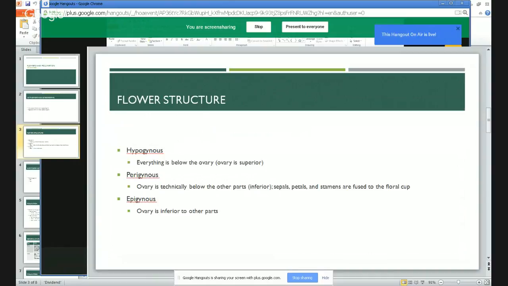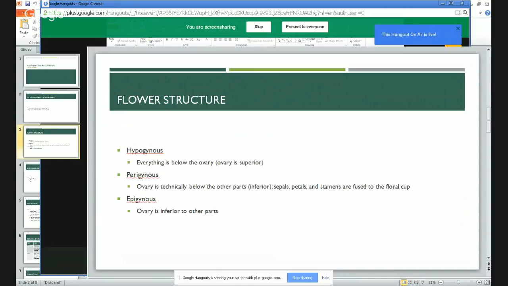So perigynous, this occurs in flowers where the ovary is technically below the other parts, so it's technically inferior, but it's got a structure called the floral cup that it uses. The ovary though is not fused to this floral cup or floral tube. But other things are.